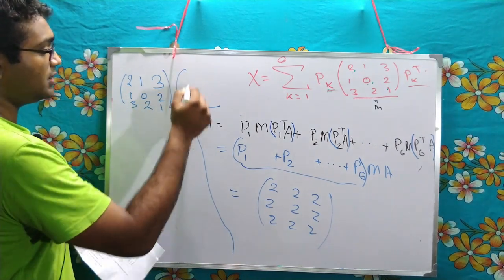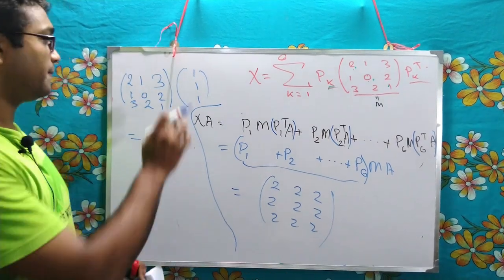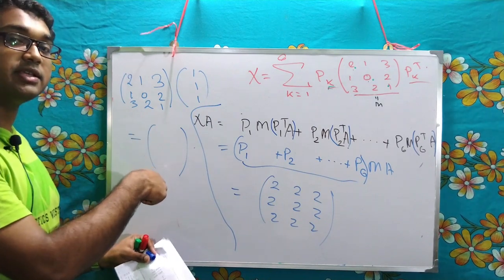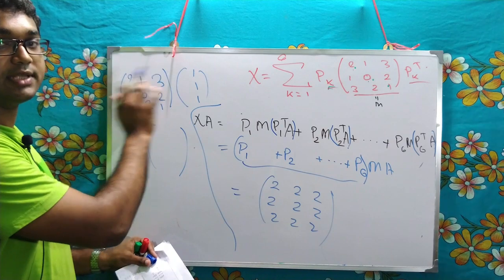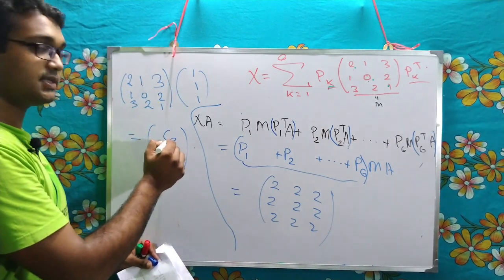2, 1, 3, 1, 0, 2, 3, 2, 1. And I have to multiply 1, 1, 1 with it. So watch one thing here. It is 1, 1, 1. So the entries of the matrix will be nothing but the sum of the entries under each row. And the first one will be 2 plus 1 plus 3, 6.